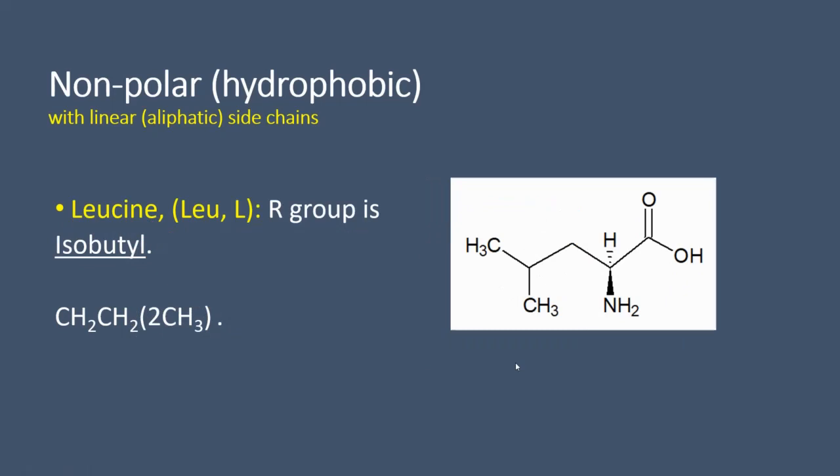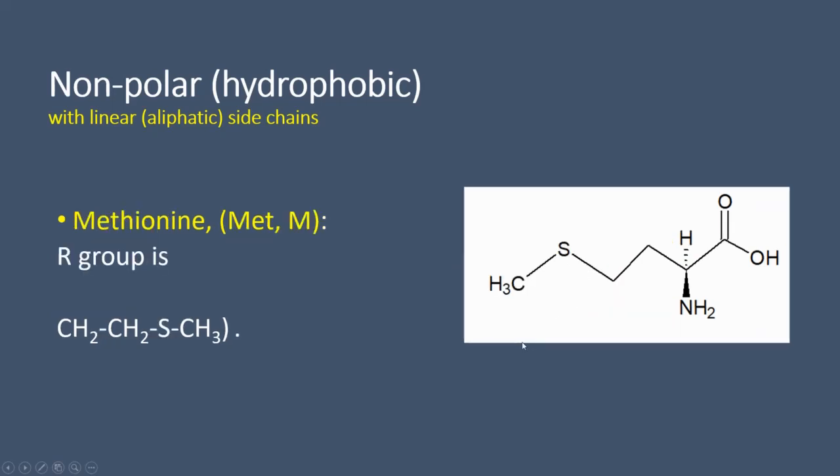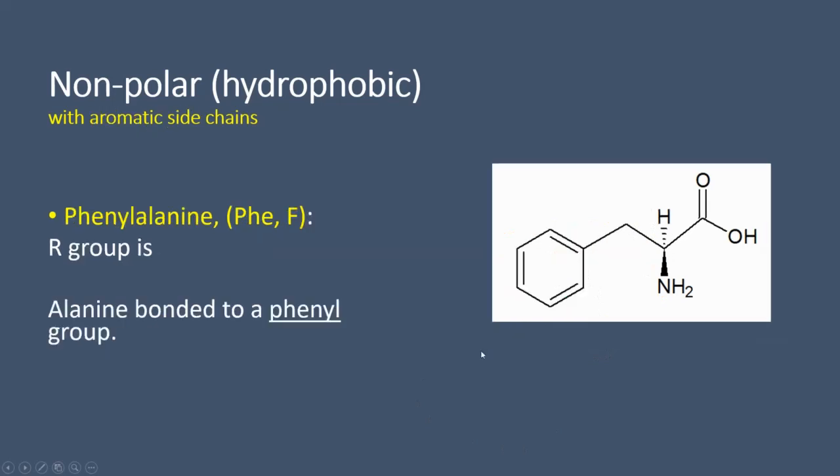Leucine and isoleucine have very similar side chains, as shown here. The only difference is that the methyl group is on the second carbon instead of on the first carbon, so the side chain for leucine is an isobutyl group. And the last one in the linear side chains is methionine. The side chain for methionine is as shown here. So 2 CH2 groups, 1, 2, bonded to a sulfur, and this sulfur is bonded to a methyl group.